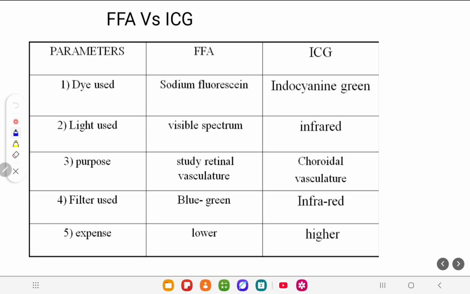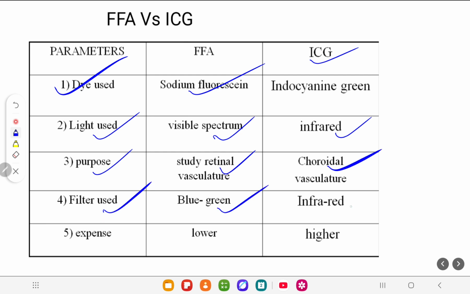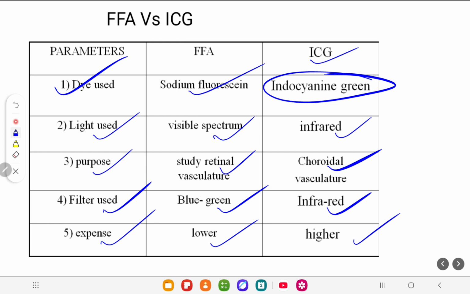So I have taken just one slide. What is the difference between these? The dye used in FFA is sodium fluorescein. The dye used in ICG is indocyanine green. The light used in FFA is the visible spectrum, but in ICG it is infrared. The purpose of FFA is to study retinal vasculature, and ICG is for choroidal vasculature. The filter used is blue-green in FFA and infrared in ICG. The expense of FFA is lower and ICG is high. These are the gross differences that I want to discuss with you. Sometimes you see these terms and you don't know them, so that's one slide.